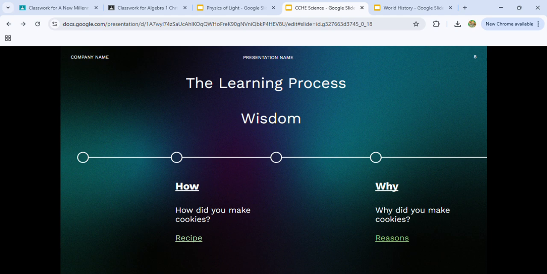I made cookies because I love the texture. I really wanted something sweet. I really wanted something crunchy. I made them because I'm going to a party and I needed to bring something. There's social aspects to making these cookies. Wow. How and why questions give us so much more information. We now understand how it was done, why it was done, and now we can even recreate the process ourselves.